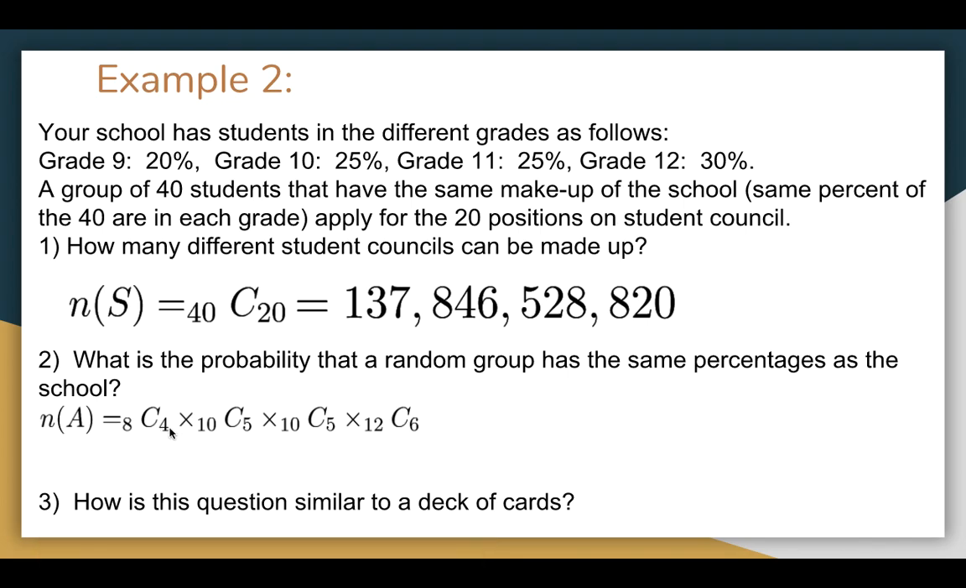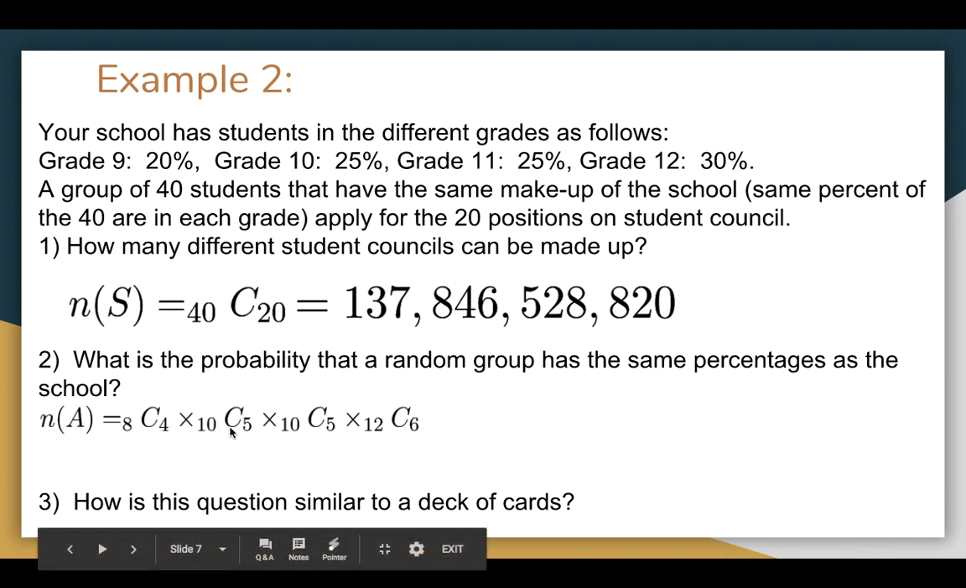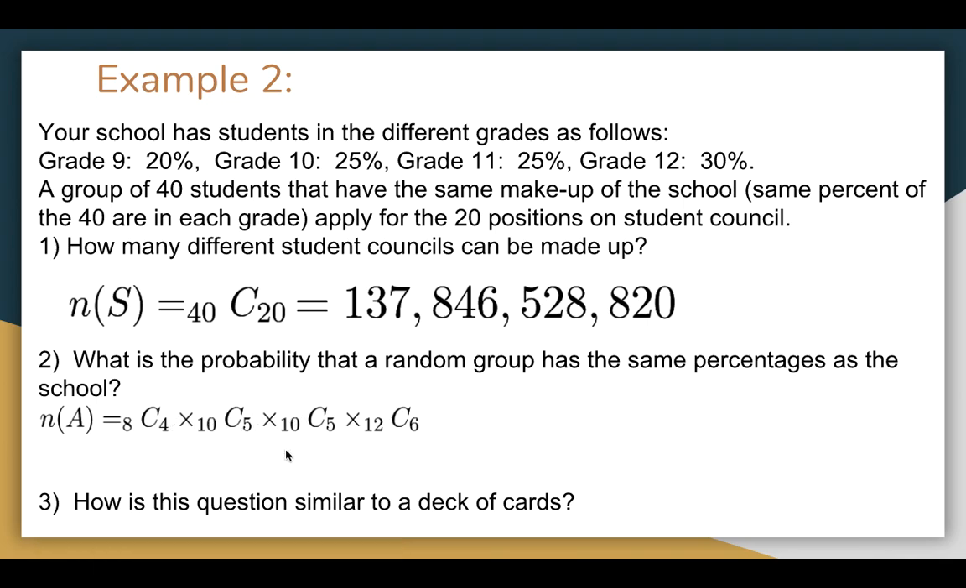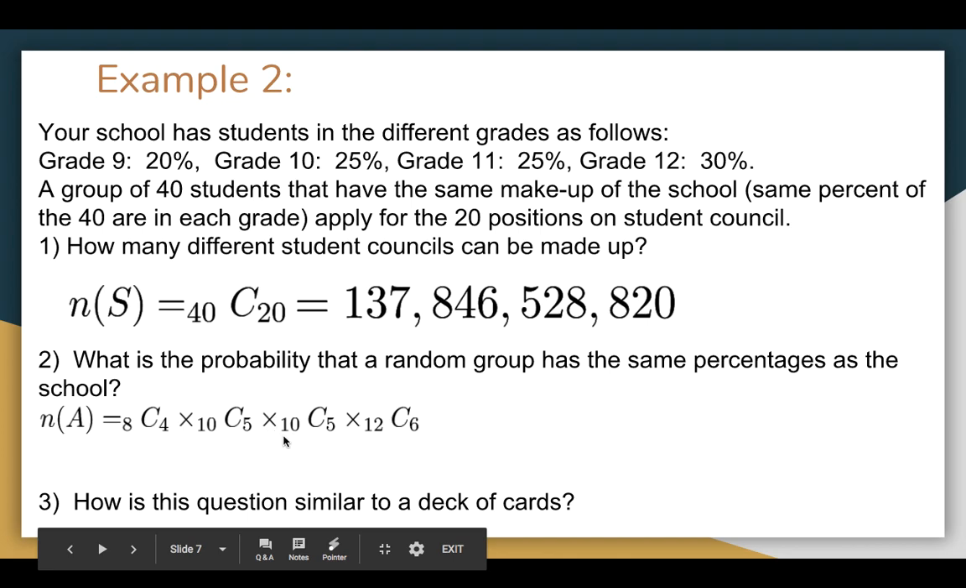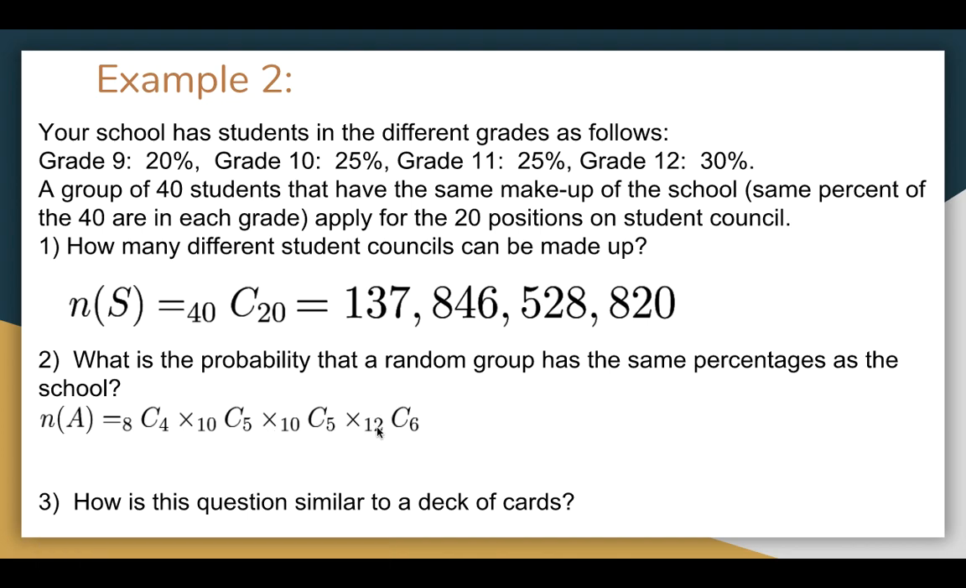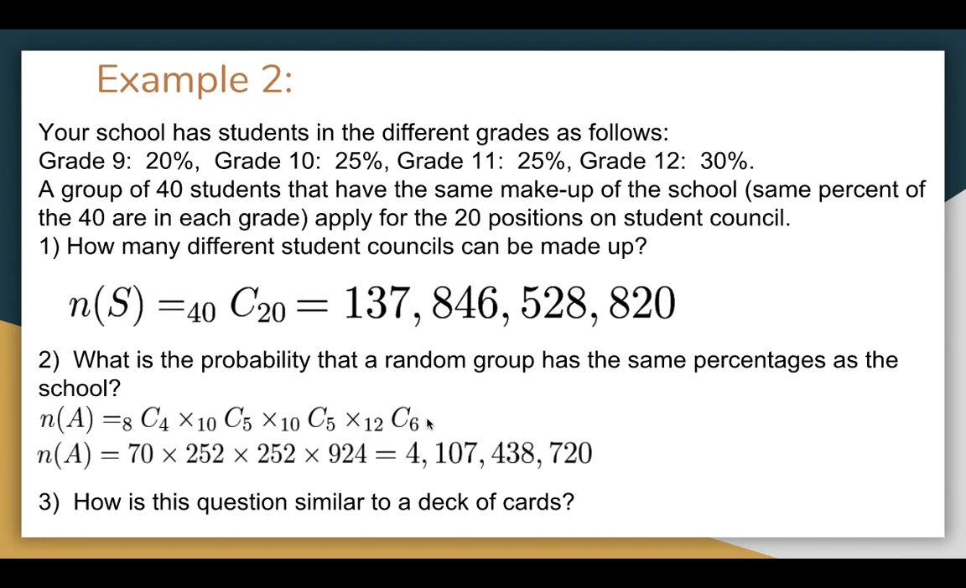4 to 20 is 20%. 10 grade 10s, choose 5 of them. And so that's the multiply, we're doing "and." 10 choose 5, and 12 grade 12s, choosing 6 of them. Multiply all those numbers together and you get 4 billion ways. And if we divide those, we get about 3%.